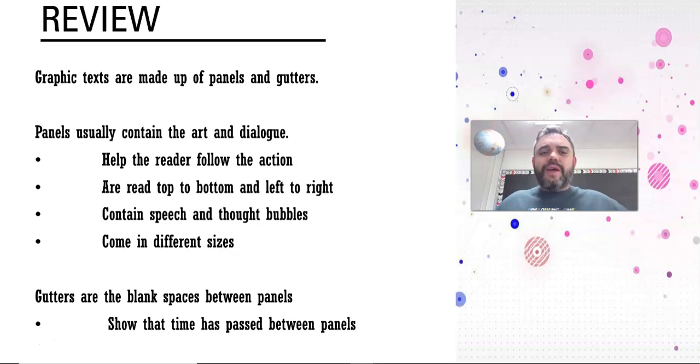So as a review, graphic text are made up of two main components: panels and gutters. Okay? Panels usually contain the art and dialogue. They help the reader follow the action. They are read top to bottom and left to right. They contain speech and thought bubbles, and they come in different sizes. Okay? Gutters are the blank spaces between the panels to kind of let us know the scene's changed. They also show that the time has passed between those panels, right? And that's really their main function.